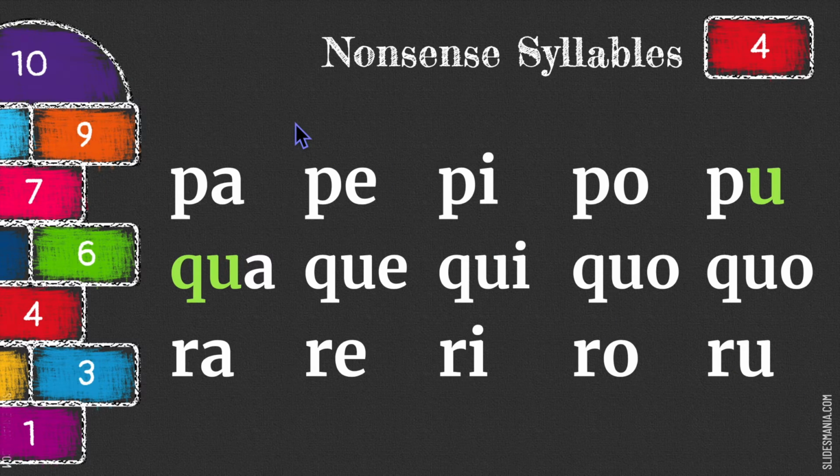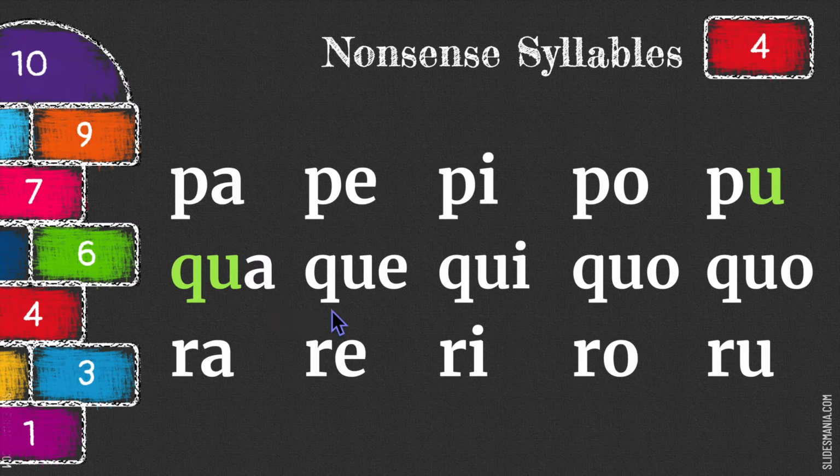Let's practice some more nonsense syllables. Pay, pea, pie, po, pew, poo. That one we can say both ways. Remember that Q is always followed by a U in English, so it's often easier to think of this as like one letter with the sound of qu.